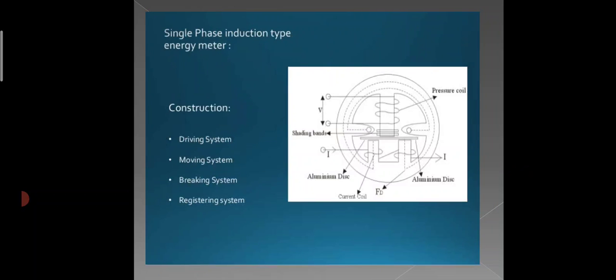Single phase induction type energy meter. Here we see the single phase induction type energy meter diagram. Here we see one round electromagnet, and it also has the aluminum disc, the pressure coil and the current coil. Next, these are the four systems inbuilt in this energy meter: driving system, moving system, braking system and registering system.